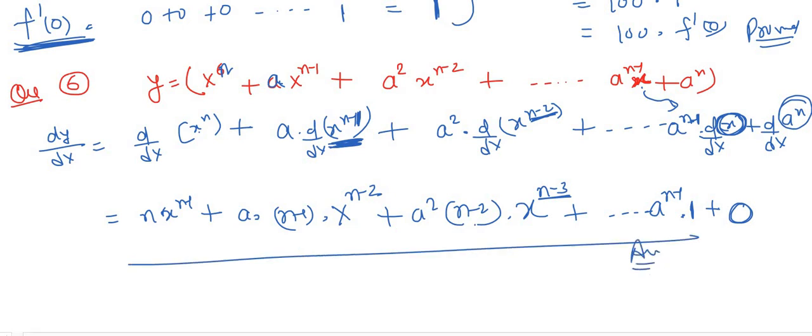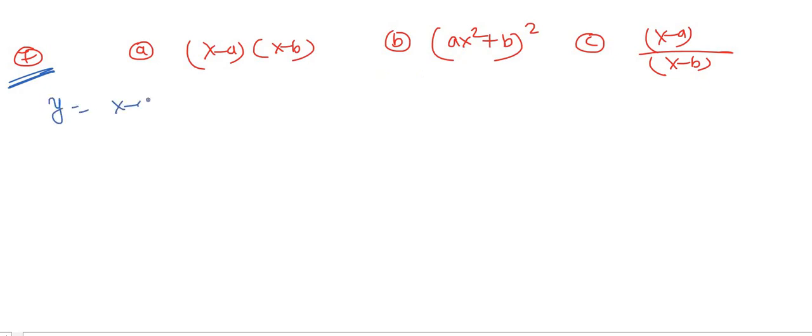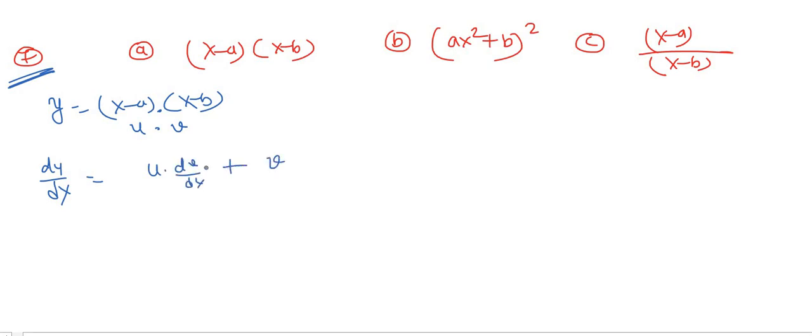Example 7. So this is example question number 7. We have to differentiate these three parts. So let me write y is equal to (x minus a)(x minus b). To solve it, we can use the u into v formula. So what was it? dy by dx is u as it is, dv by dx, plus v as it is, du by dx. Correct? We can do this.